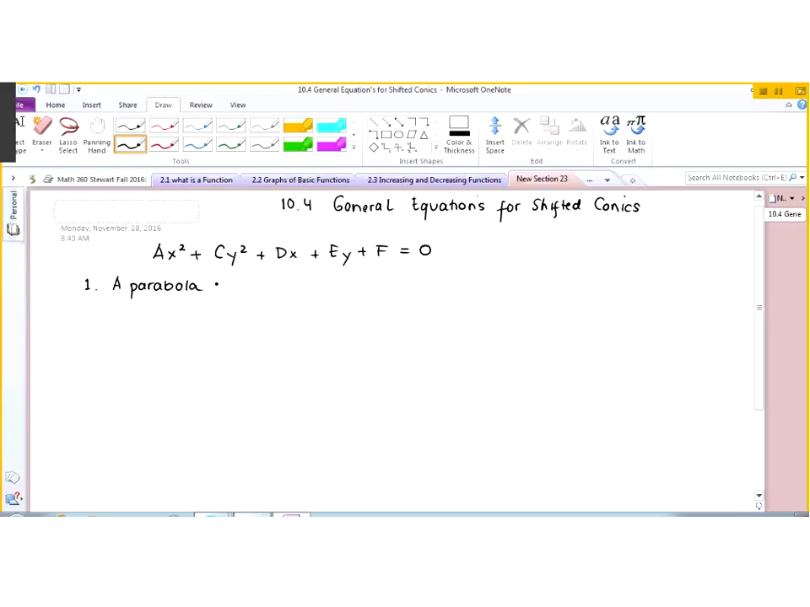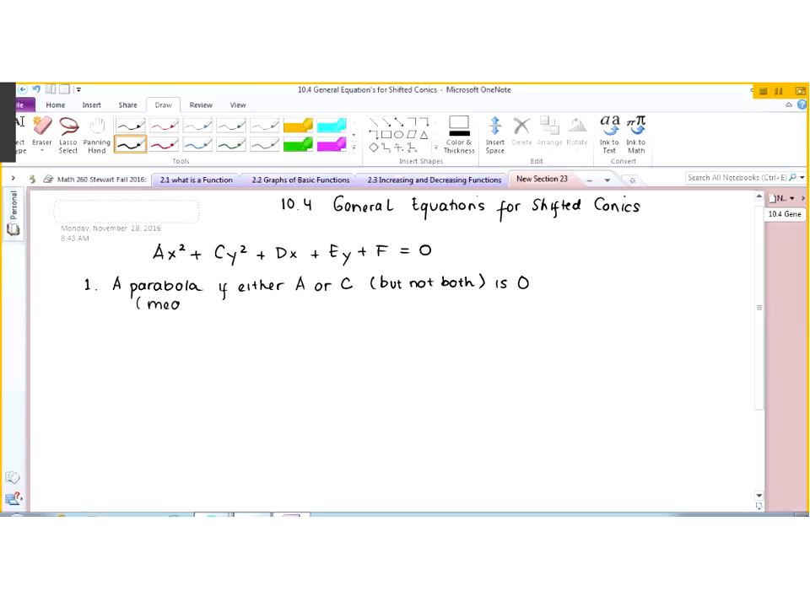Do you remember when an equation is a parabola? How can you tell this is a parabola or an ellipse? The parabola only has one x squared. So this is how we say it. A parabola is either A or C, but not both, is 0. Right? So that's how we say it. It's either A, if you have either x squared, maybe let's write it down in terms.